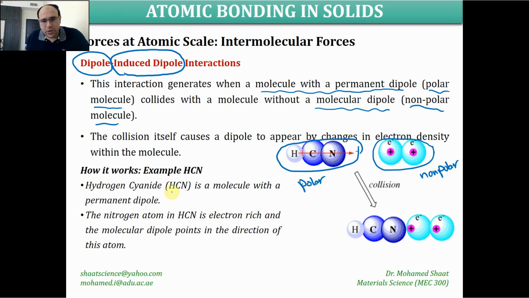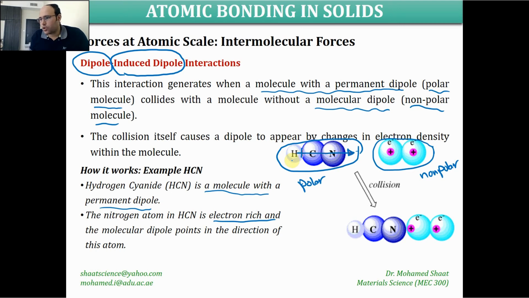For example, if we consider HCN, it is a molecule with a permanent dipole, as I mentioned. How do we represent this permanent dipole, as I explained before? This side is the positive side, and the arrow is directed in this direction, indicating the direction toward the negative, like we have positive going toward the negative side of this molecule. The nitrogen atom is electron rich. It means that it has more electrons than the hydrogen side. So that's why this is the hydrogen.